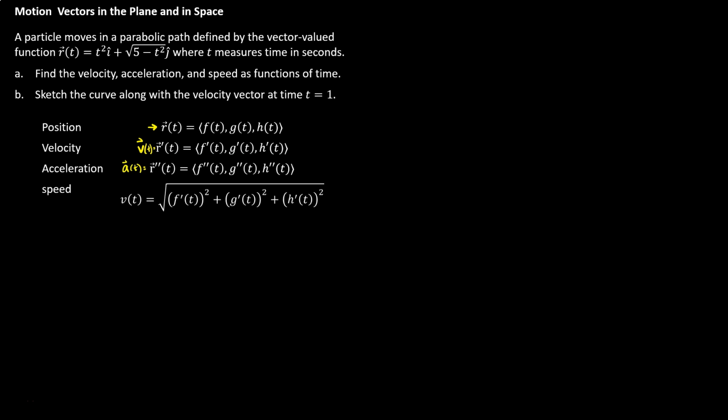And then lastly, if we wanted to talk about speed of that object, we would use a scalar function. This is not the same thing as the vector function v of t. This speed, v of t, is a scalar function, and it's representing the magnitude of the velocity vector.